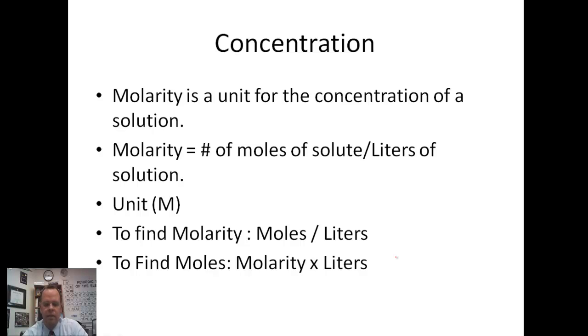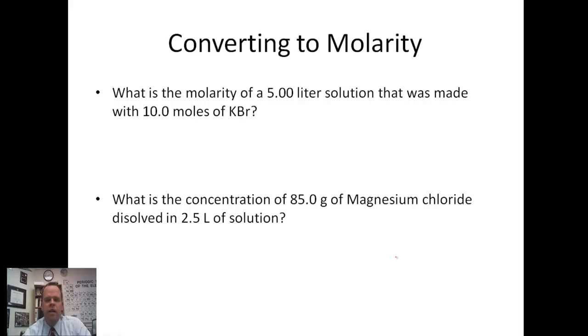Moles divided by liters. To find molarity, you're always going to take the number of moles of solute that you know and divide it by the liters of solution. To go in reverse, to go from molarity back to moles, you will take molarity and multiply by liters. Because molarity is moles per liter, if you multiply by liters, you end up with moles. So we're going to look at a number of example problems. I think the easiest way to illustrate this is with examples. So let's start with just basic examples of converting to molarity.